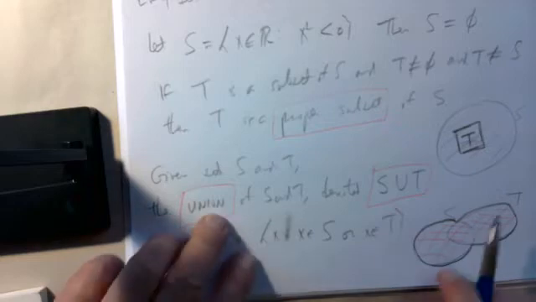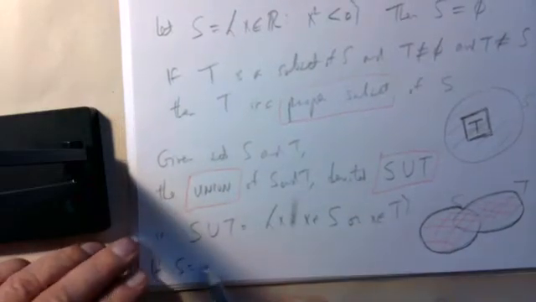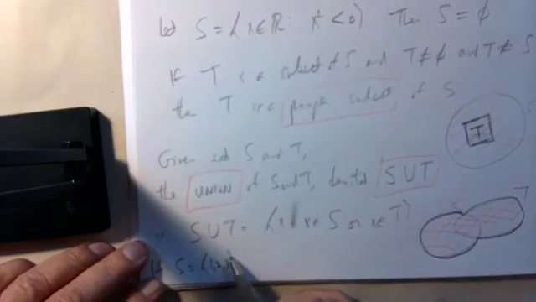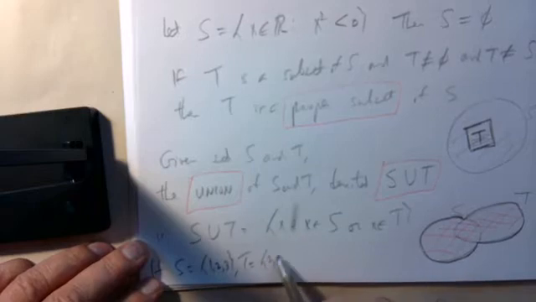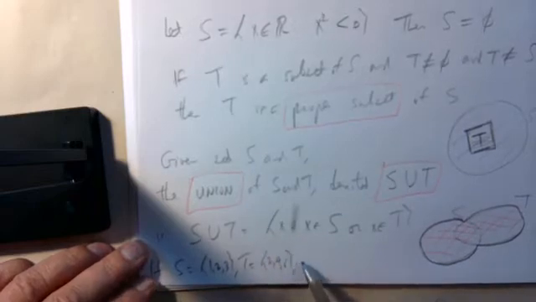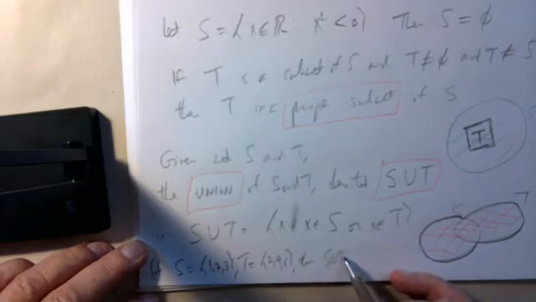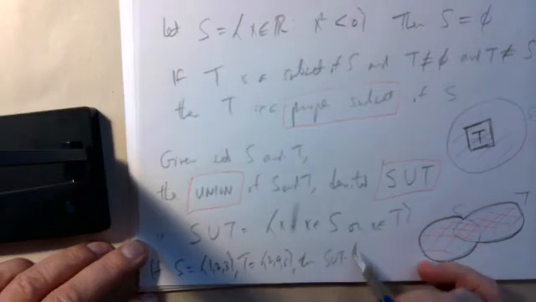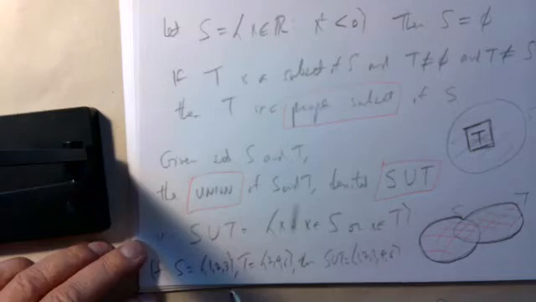Right. So for example, if S is the numbers 1, 2, and 3, and T is the numbers 2, 4, and 6, then what is S union T? 1, 2, 3, 4, and 6. Because each of these numbers is in one or the other of these two sets, and every number here is in at least one of these two sets.